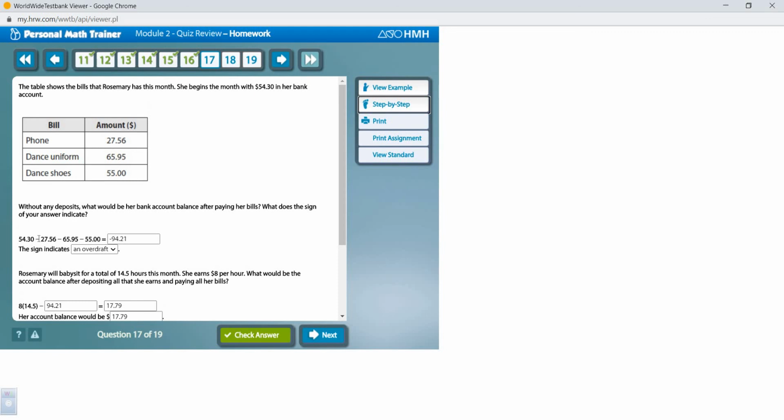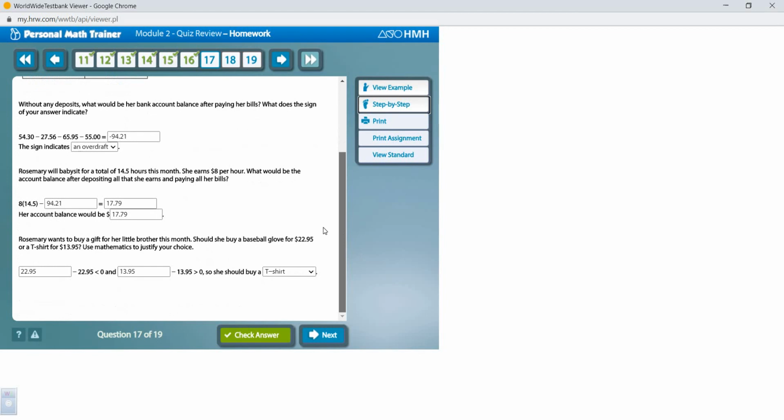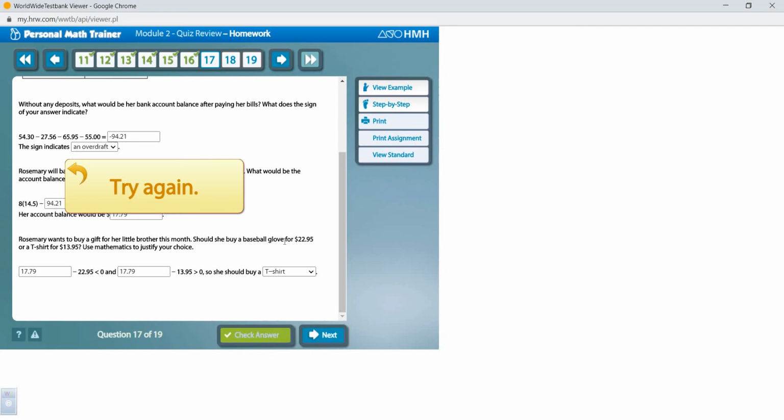So you start with what she had, you subtract what she spent. All right, the sign would indicate an overdraft because it was negative. All right, then we take what money she earned, we subtract what she owed, and we get that balance. All right, and then we had $22.95. Oh, sorry, I can see a mistake right there. That would be a baseball glove. So we want her money, 17.79. All right. And this one, 17.79. Now I see, I think that might be my problem. Nope, that still isn't the problem.